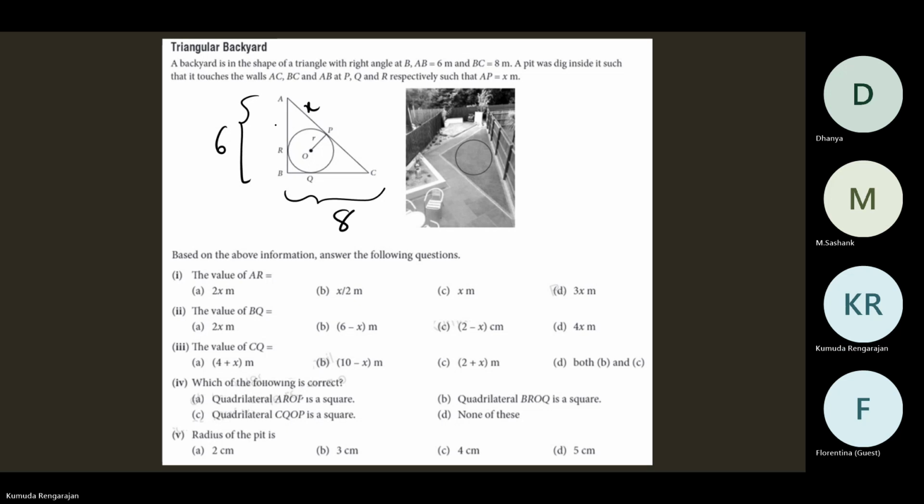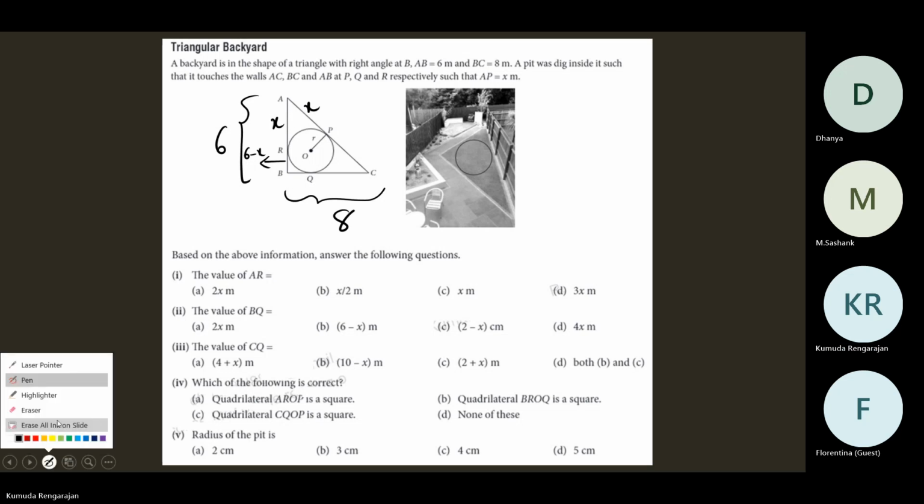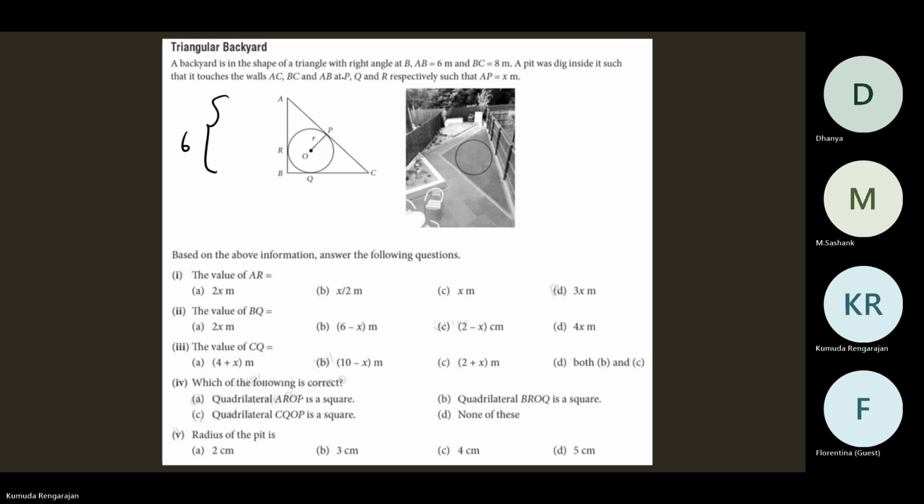I'm not reading the case study because you all know the situation. So I'm just reading it for myself and marking it. This one will be 6 minus x. This whole thing is 6, this whole thing is 8. This one is x, so this part will be 6 minus x. So that means this part also will be 6 minus x.